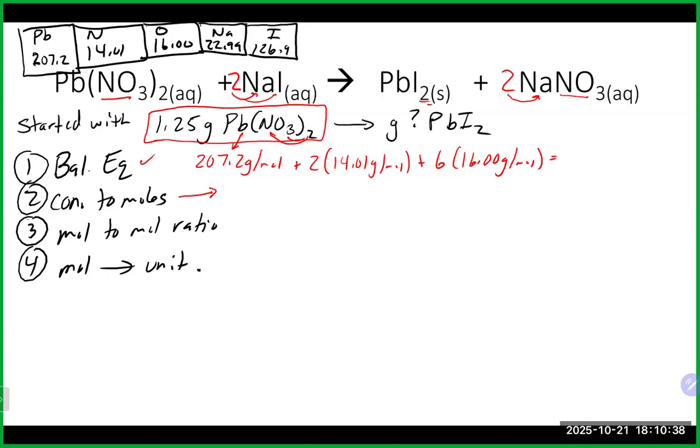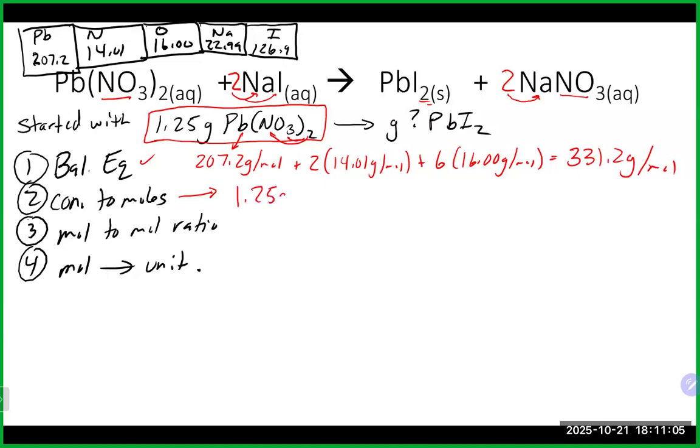And we will have 207.2 plus 2 times 14.01 plus 6 times 16. Looks like 331.2 grams per mole. Again, our molar mass here is really just a conversion factor to put the value we were given into the proper units.